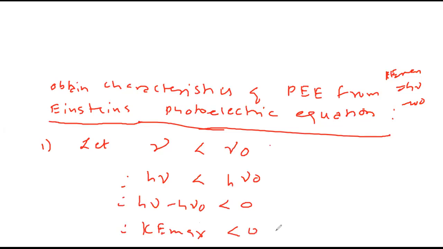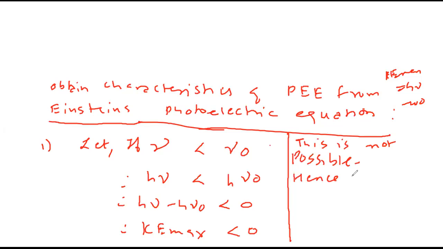But kinetic energy maximum cannot be negative. That means if frequency is less than threshold, then we get negative kinetic energy, which is not possible. Hence, photoelectrons are emitted only when the frequency is greater than a certain minimum frequency called the threshold frequency. So Ke max less than 0 is not possible. Hence, first characteristic we got.